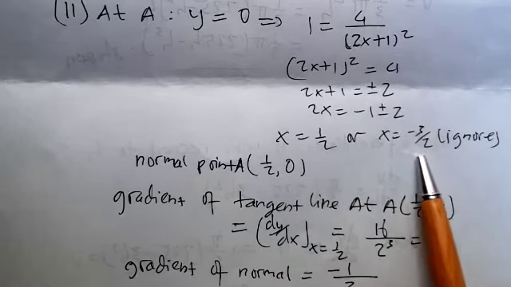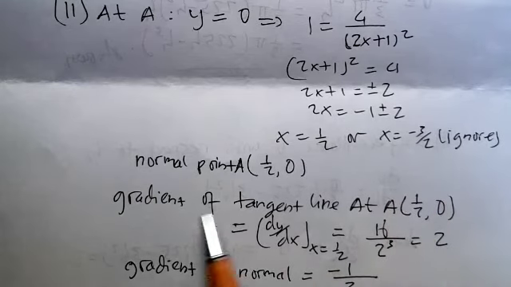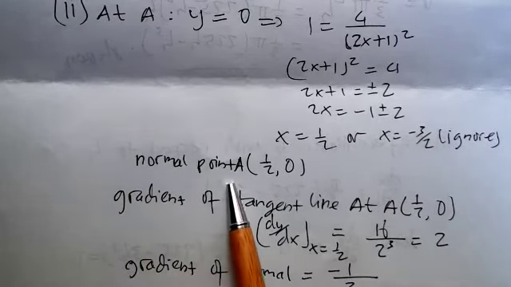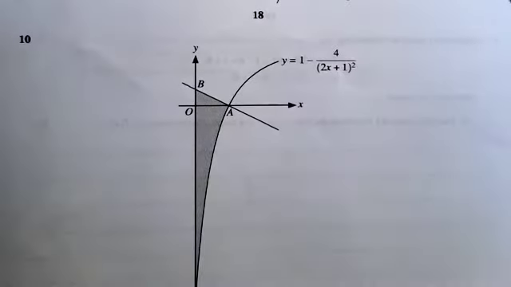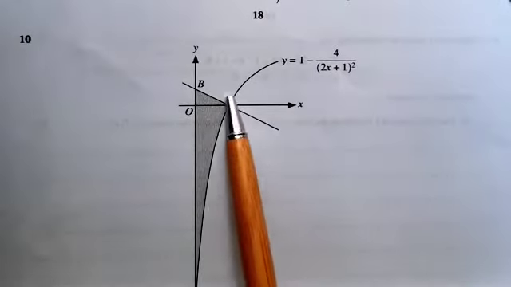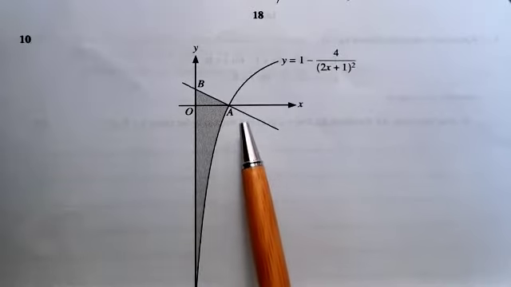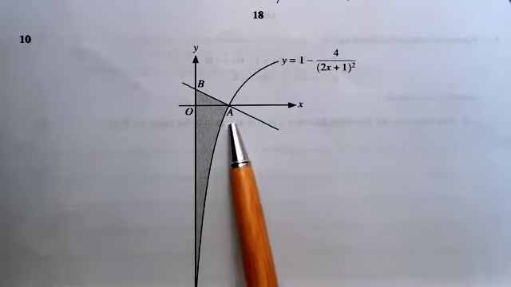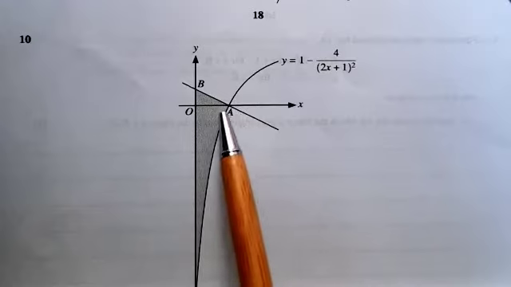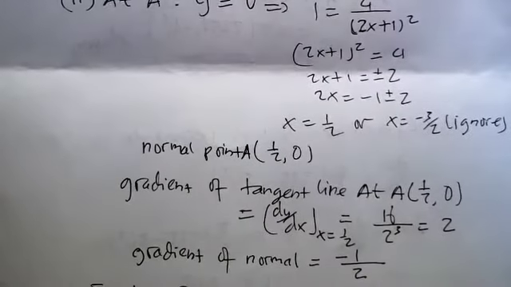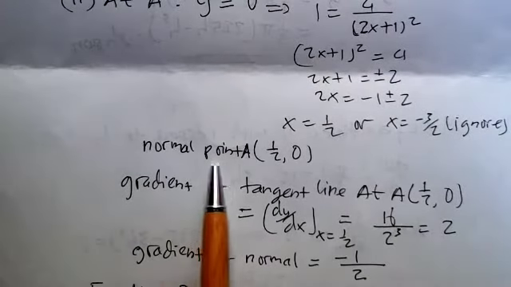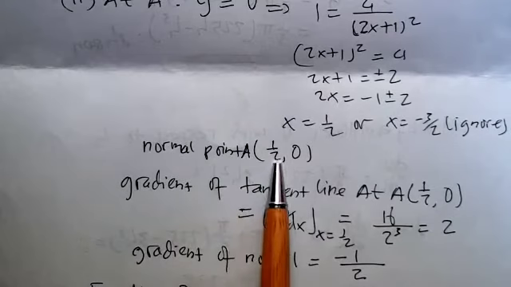In this case, we ignore x equals minus 3 over 2. Thus we choose x equals half for A. The coordinates of point A are (half, 0).